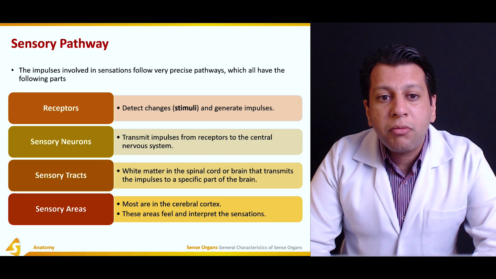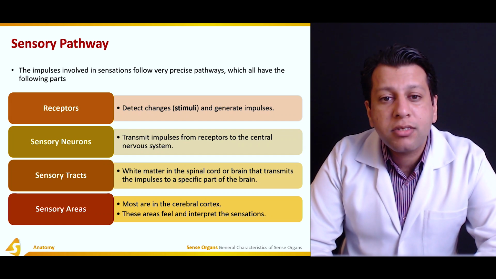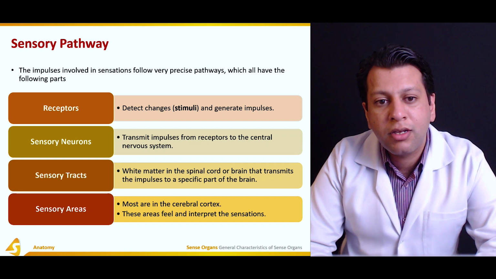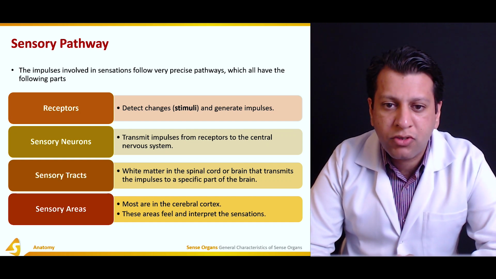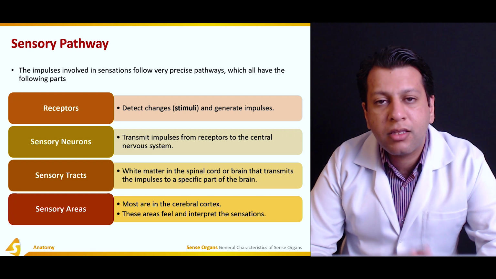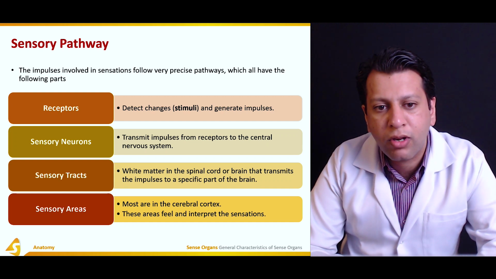So, coming to the sensory pathway, what it is and what the parts of the sensory pathway are. The impulses involved in sensation follow a precise pathway, which has the following parts. A sensory pathway would have, first of all, a receptor, which is going to detect a change of stimuli or generate impulses. If, for example, anything falls on my hand, that will be detected by the receptors present on my hand. Could this be hot water or cold water?